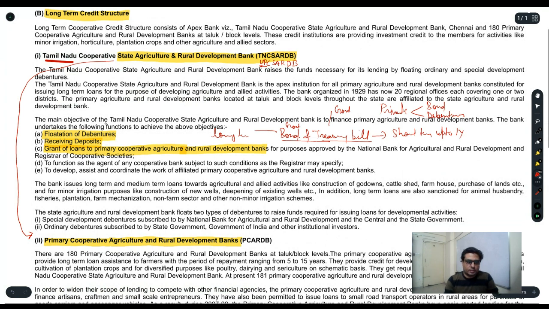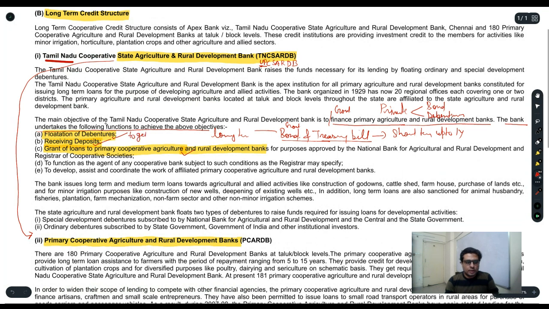The main objective of Tamil Nadu State Cooperative Agriculture and Rural Development Bank is to finance primary agriculture and rural development banks. The bank undertakes the following functions to achieve the above objectives: flotation of debentures, receiving deposits, and granting loans to primary agriculture cooperative societies. So why do they float debentures, right? Why do they float debentures?